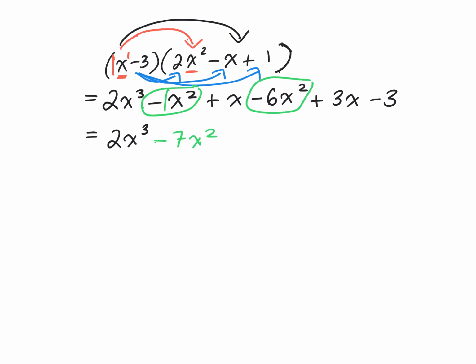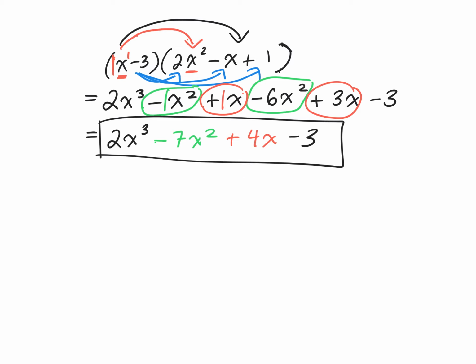And then we have a plus 1x. Plus 4x. Good. And a plus 3x. And minus 3. Plus 4x, and then minus 3. Excellent. And I know I can't go any further because I only have one term that's x to the power of 3, one term that's x to the power of 2, one that's x, and then a constant term.